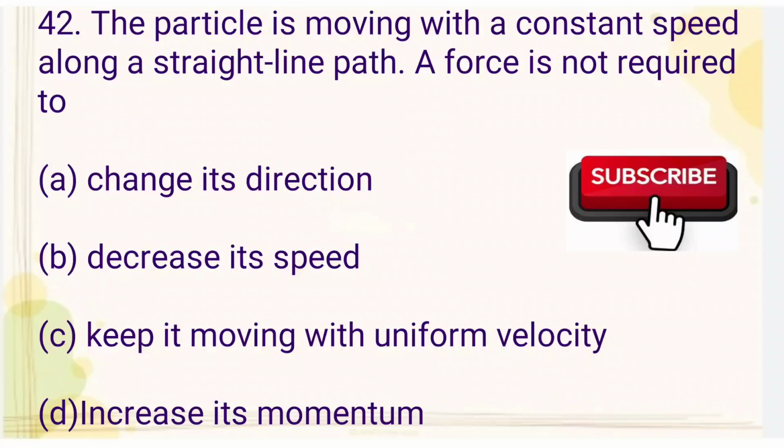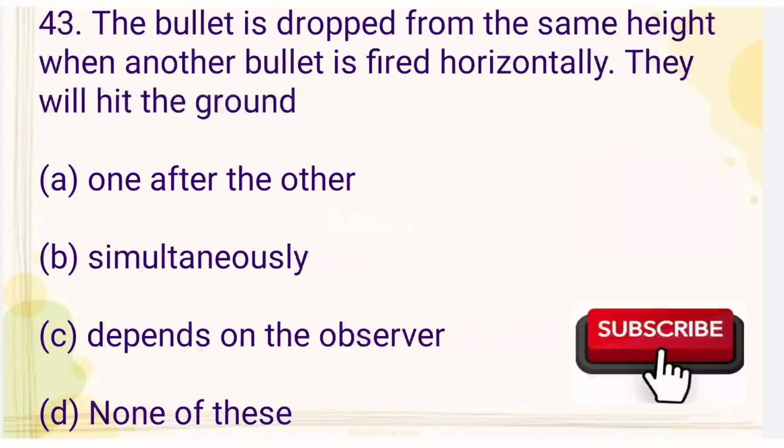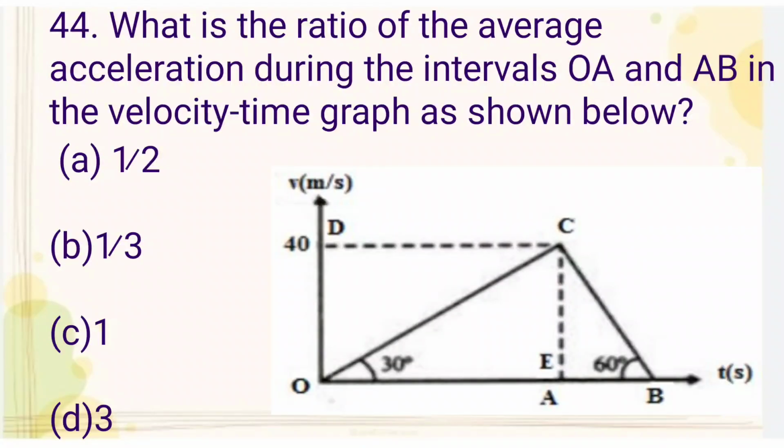A particle is moving with a constant speed along a straight line path. The force is not required to decrease its speed. A bullet is dropped from the same height when another bullet is fired horizontally; they will hit the ground simultaneously. Option B.